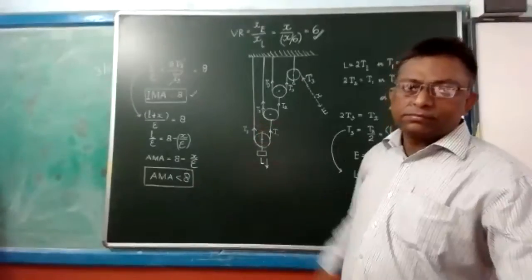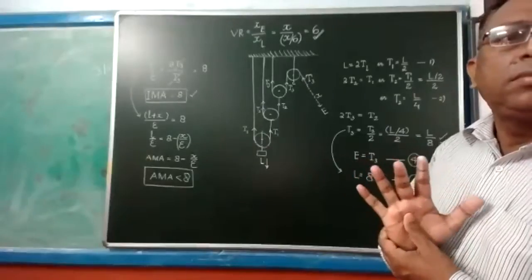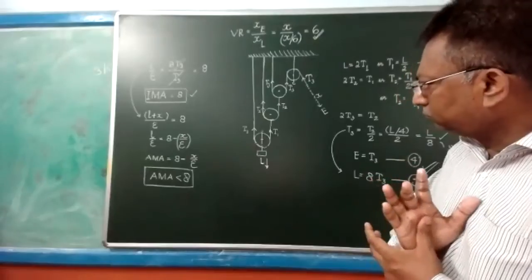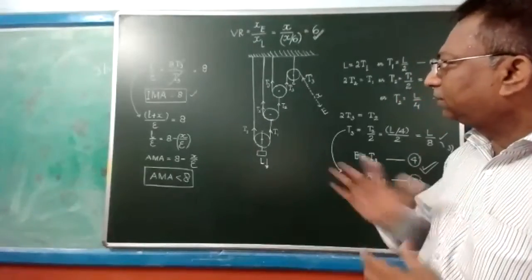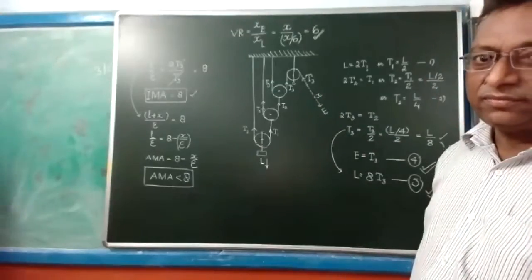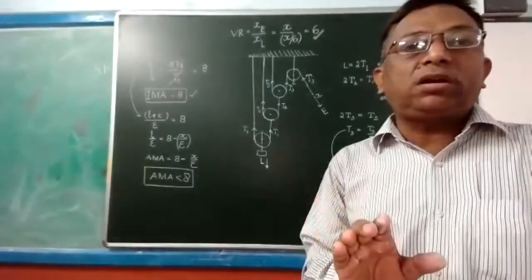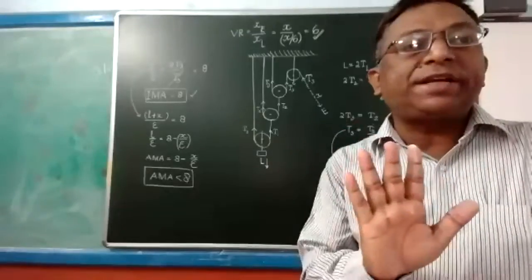Sir, we can just see by seeing only one machine that I think the combination of pulleys is 100% efficient. So in that case, the mechanical advantage would be equal to the velocity ratio, no? It means you have not gone through the properties of simple machines.